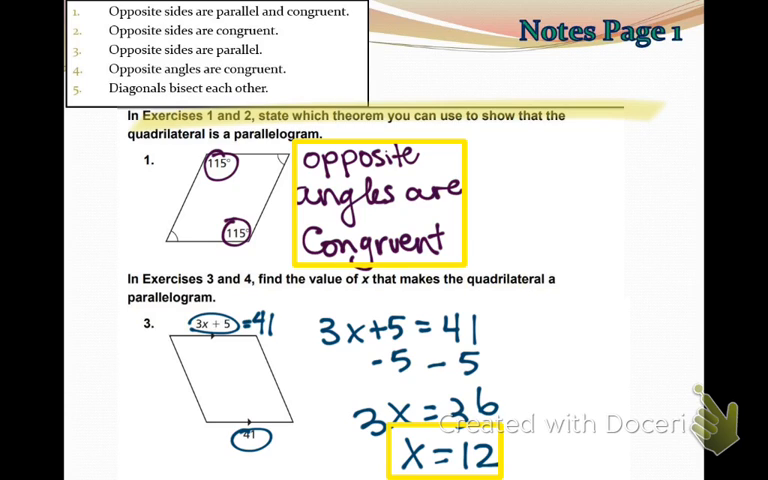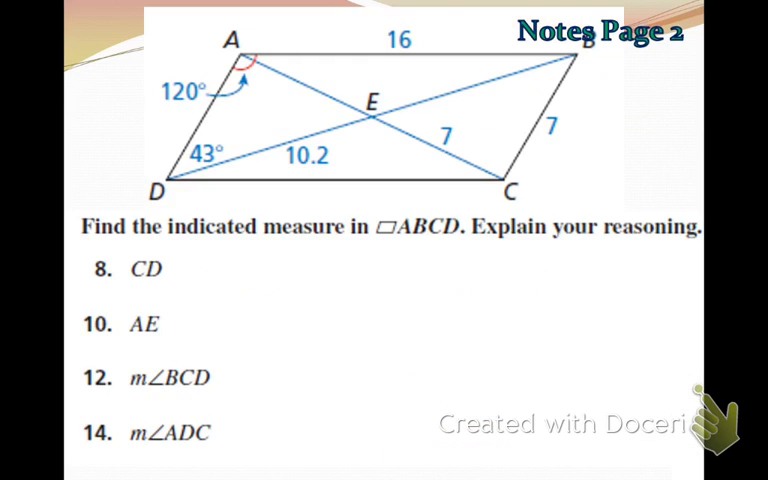We're going to flip. Find the indicated measure in parallelogram ABCD. Explain your reasoning. So here's how I know it's a parallelogram. This symbol means parallelogram, and I would write that down if I were you. Parallelogram. Reason being, you're going to learn about a rhombus, and a rhombus looks very similar to a parallelogram, but has more properties that do not apply to a parallelogram. It's a more specific parallelogram.